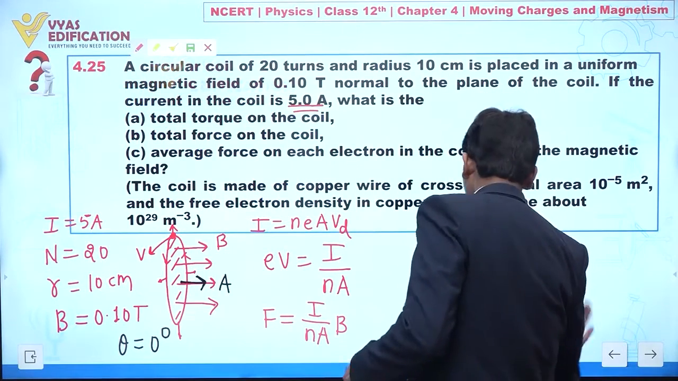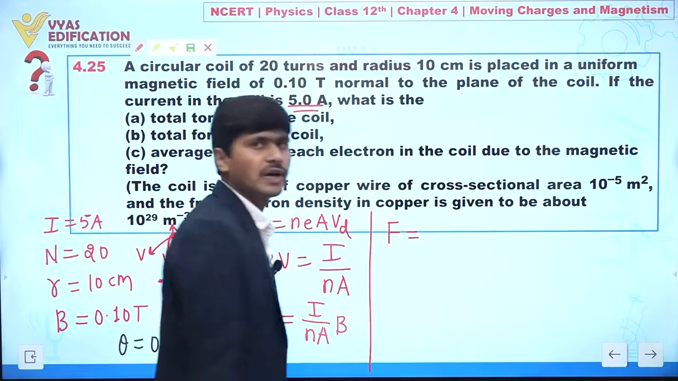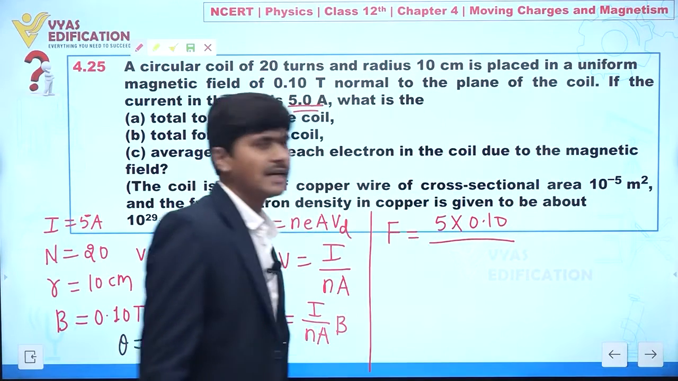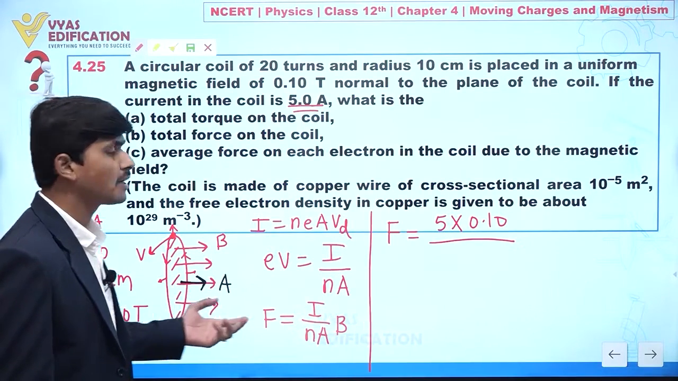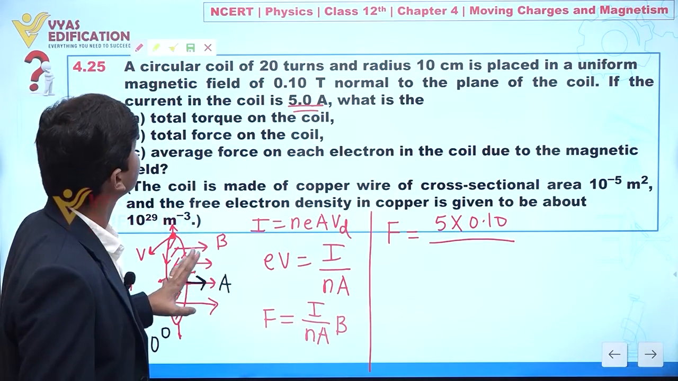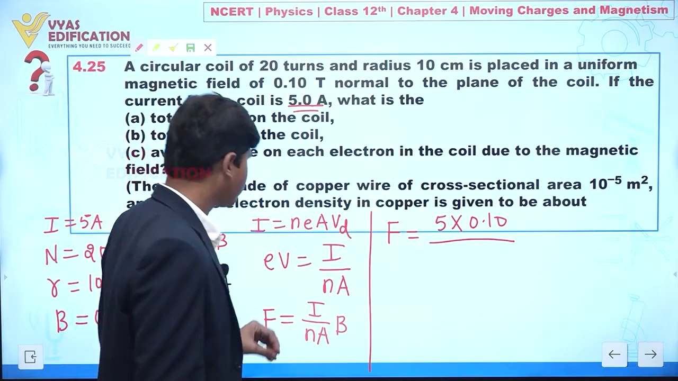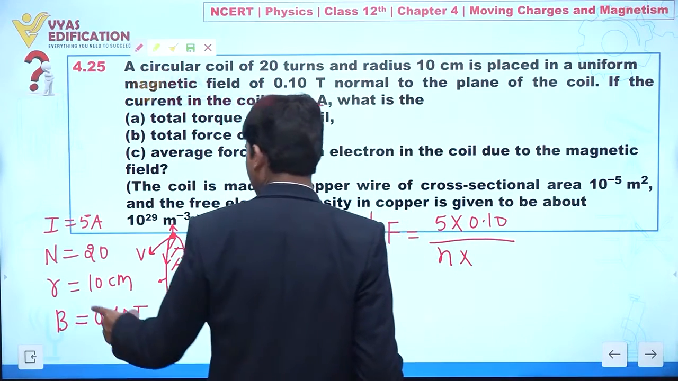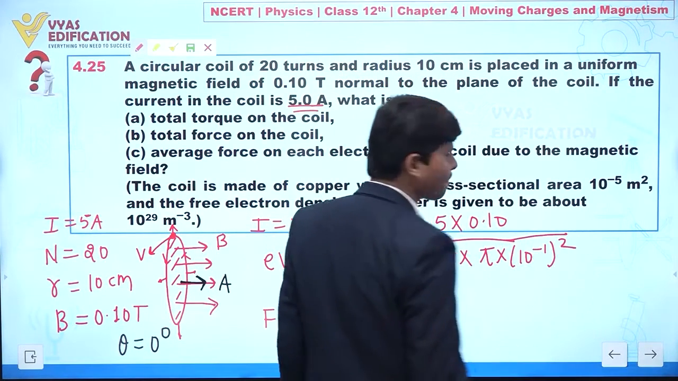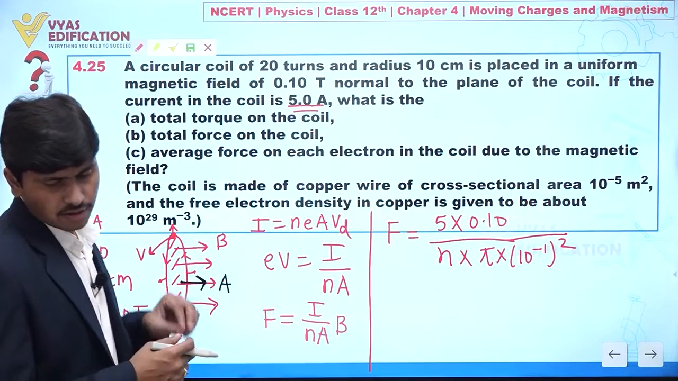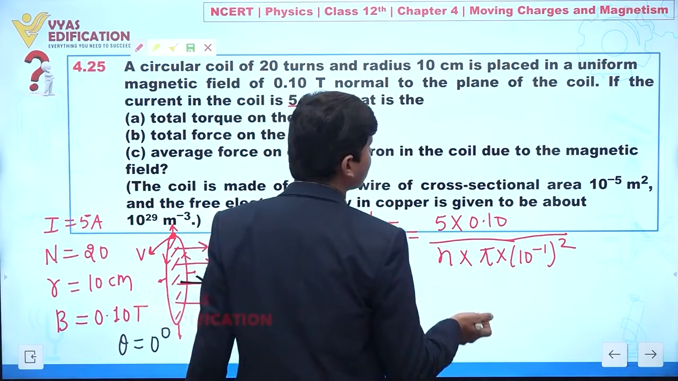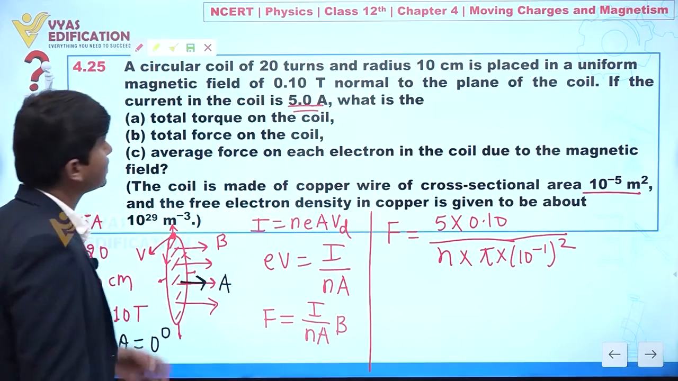Now if we put in all the values, the current I is given as 5 ampere, the value of B is given as 0.10, divided by small n. Small n is the number of electrons per unit volume. It is given here, let's suppose this is n, and the area. The radius is 10 centimeter, so the area is pi into 10 to the power minus 1 whole squared. Now, if we talk about density, one more term is given to you: the coil is made up of copper wire of cross section area, this one. So the cross section area is already given to you.